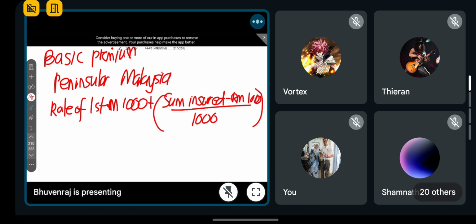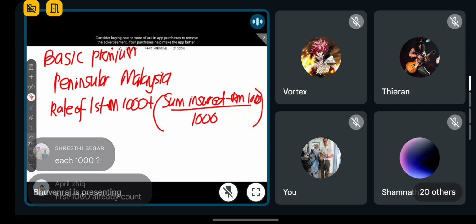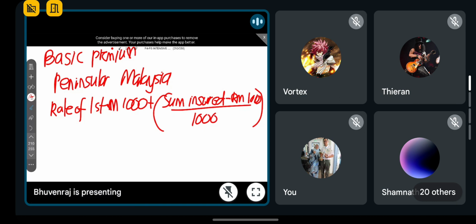Partially correct. You almost got the point already. Yes, Westy, you got it. Each 1000 guys. Yes, kita kena nak kira setiap RM1000 berapa kali. This is why we divide 1000. Apa-apa nombor yang dibagi 1000 means we want to know each. Okay, setiap RM1000 tu. Jadi kita nak tahu berapa 1000 kita ada lah. We want to know how many times of 1000 we have.